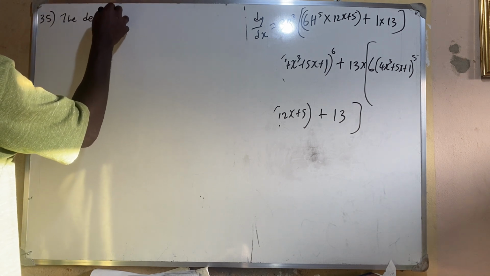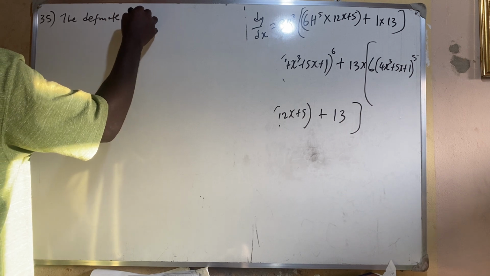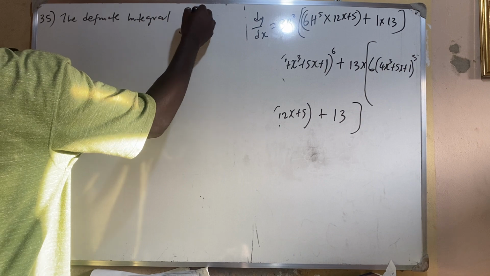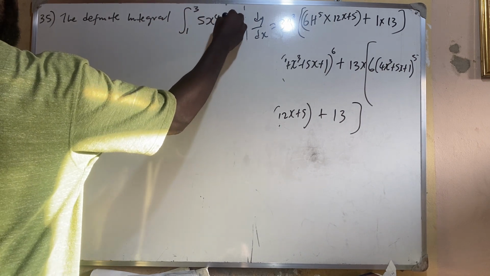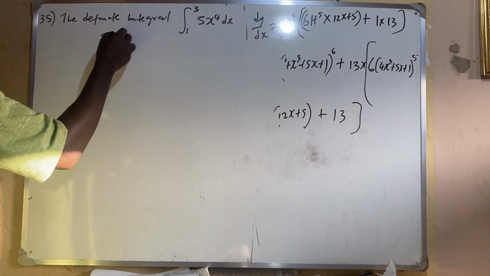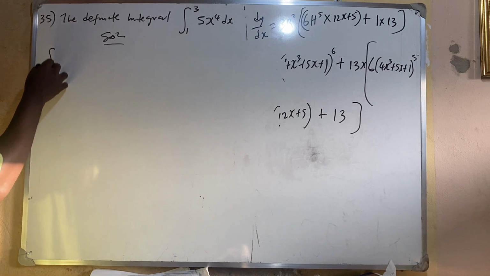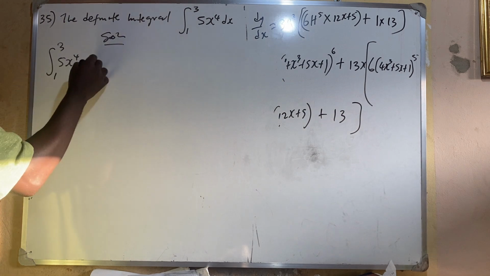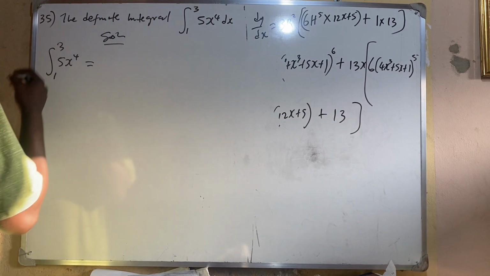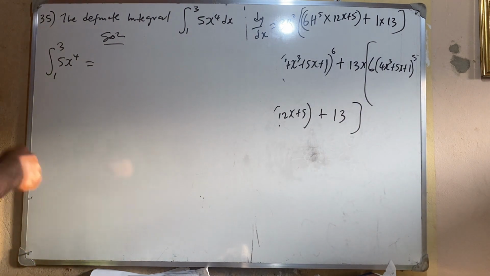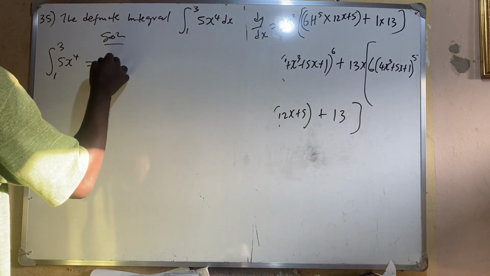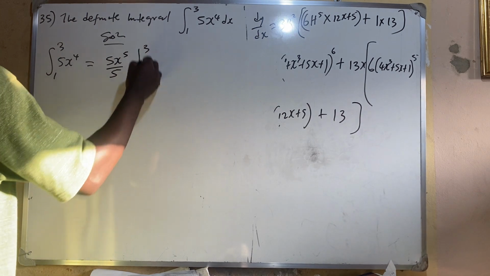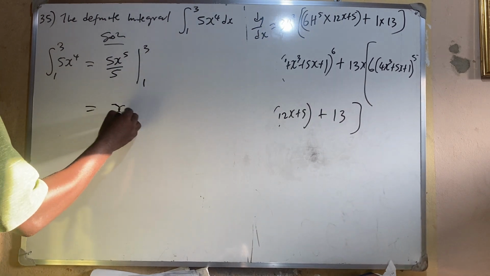Question number 35 said the definite integral of 5x raised to power 4 dx from 1 to 3. Solution, very simple. The integral of 5x raised to power 4 from 1 to 3 is equal to what? Add 1 to the power and divide by the new power. So I'm going to have 5x raised to power 5 over 5, which will give you just x raised to power 5.